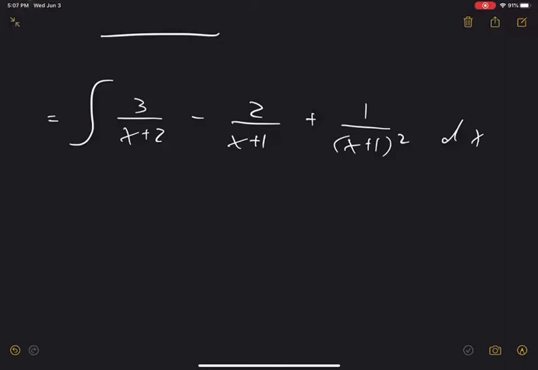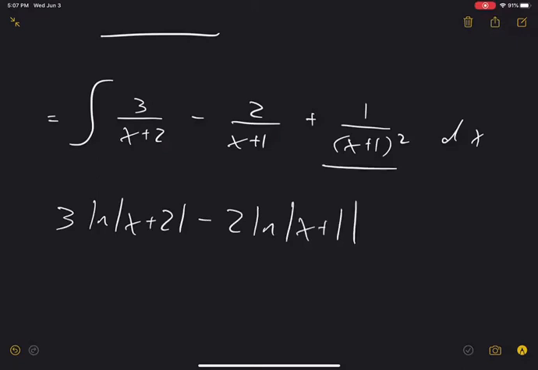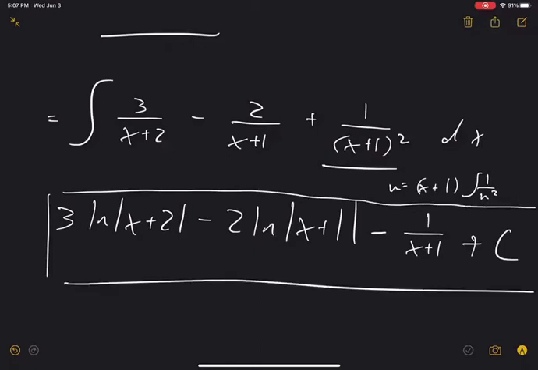So when I integrate each of these, let's see, first one would be 3 ln of x plus 2, right? Second one would be minus 2 ln x plus 1. And then what is this last integral? Well, we can solve that with a u sub, but let u equal x plus 1. And then I'll have that integral become 1 over u squared. So it should be -1 over x plus 1. You guys can try that on your own to see why that works. Let me know if I did it wrong, as always. So I should have this antiderivative.